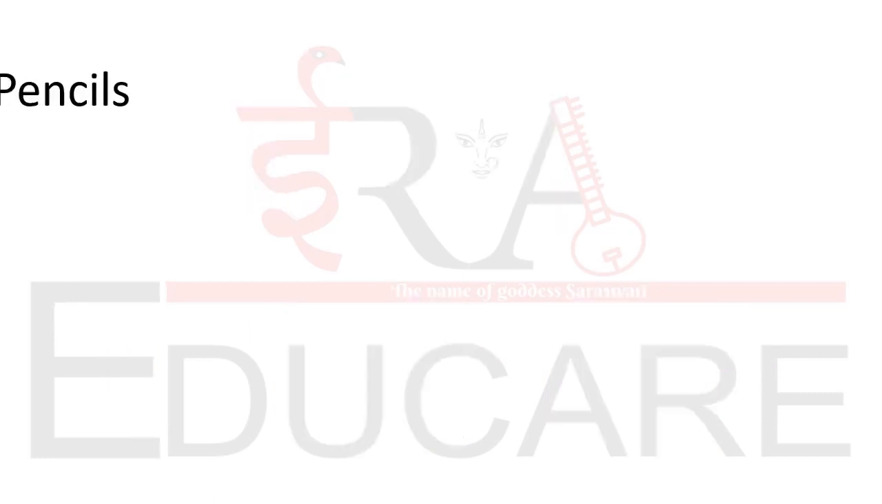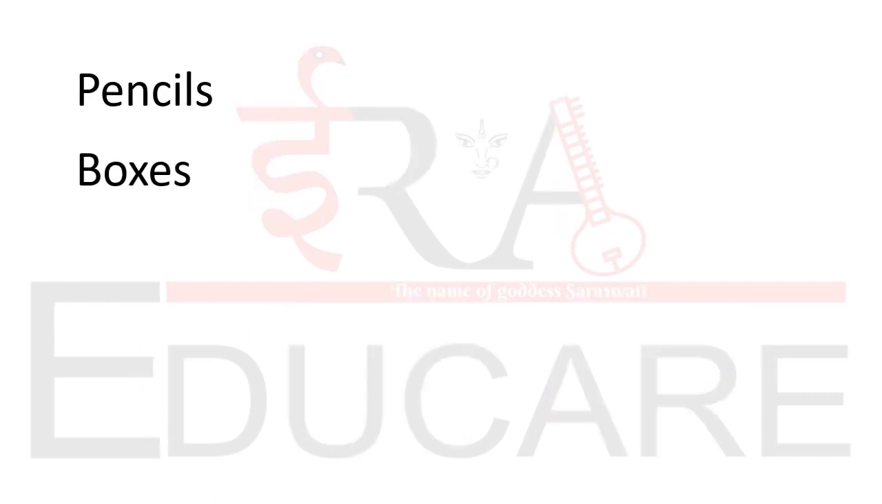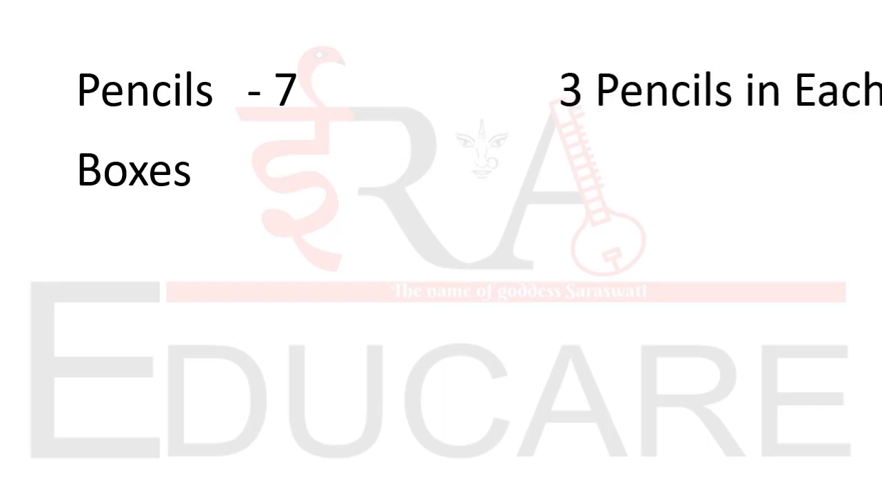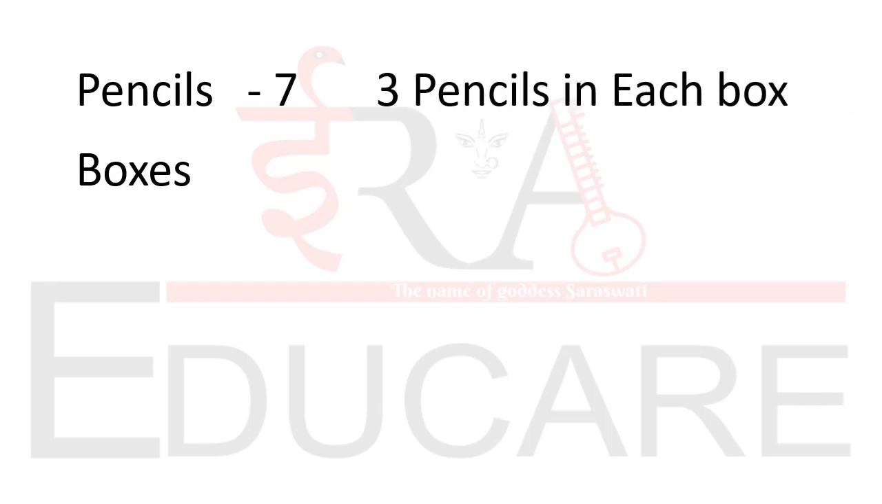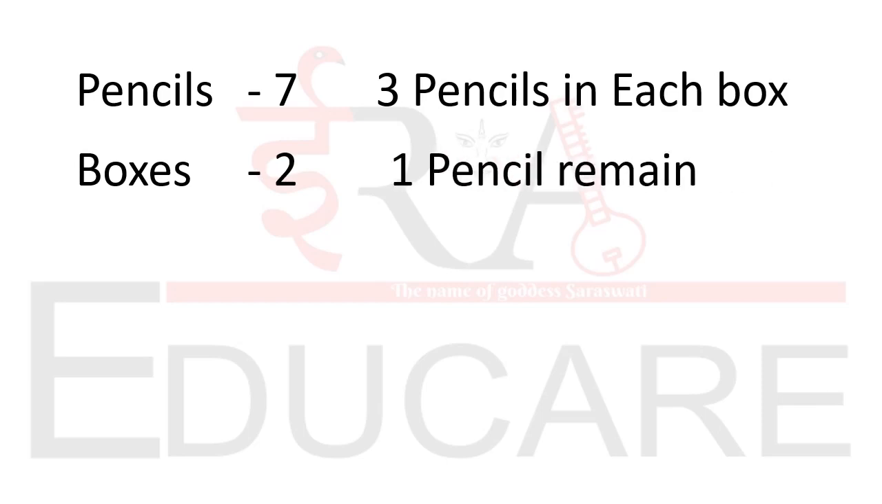Let's start. How many pencils and boxes? So pencils are 7. I want to pack 3 pencils in each box. So I need 2 boxes and 1 pencil remains unboxed, right? So how did I get this answer? By using a simple division method.